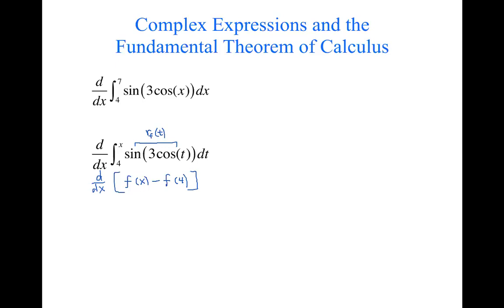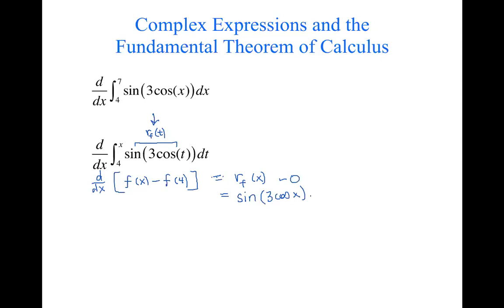What's the derivative of f of x? I don't even know what f of x is, but I know what its derivative is. It's that with an x in that spot. This is the rate function, the rate of change of function f with respect to t. I subbed in x and 4 and subtracted. Now I need the rate of change of f with respect to x. Well, that's just a change of variables. This would be r sub f of x minus 0. The derivative of f of 4 is 0. And r sub f of x is, what do we have? Sine of 3 cosine of x.